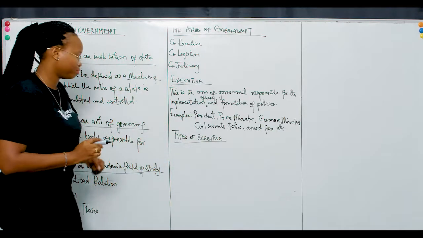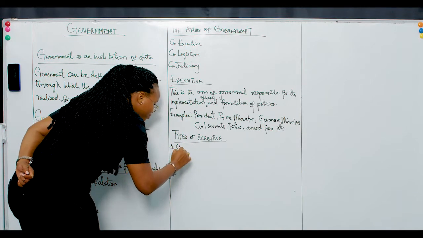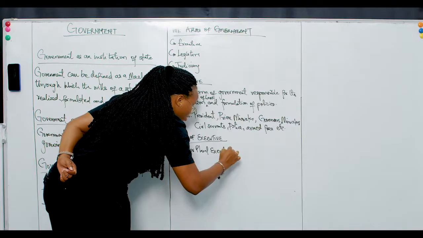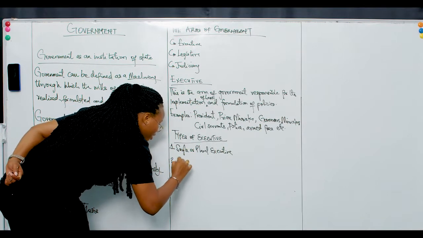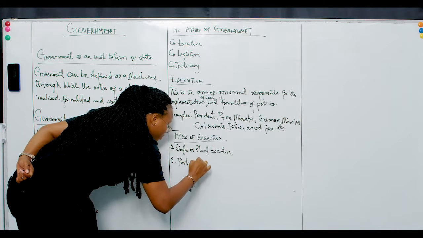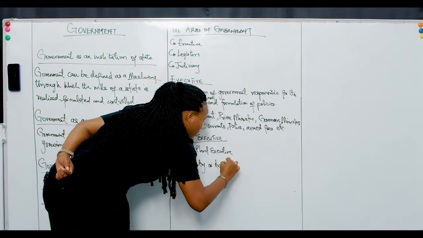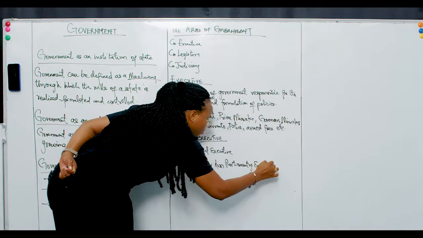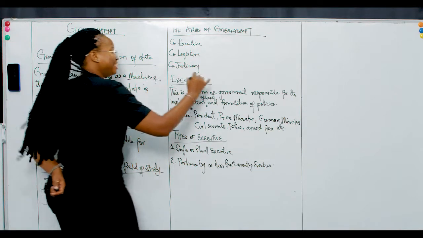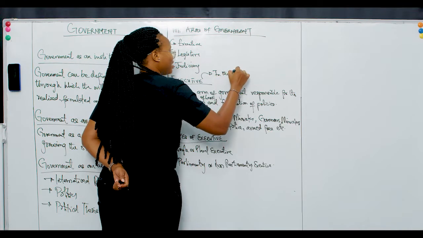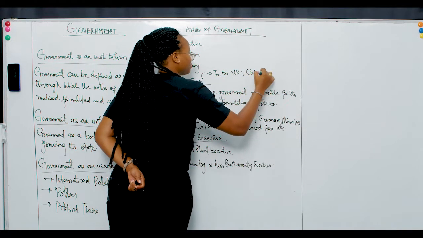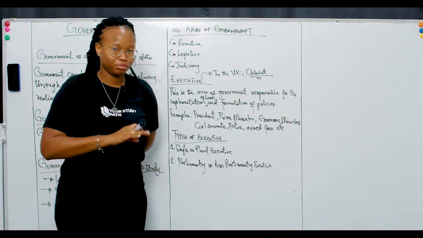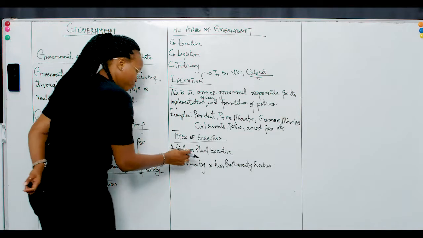So basically, there are two forms. We could either have the single or plural executive, or we could have the parliamentary or non-parliamentary executive. Please be reminded that in the UK, the executive is known as cabinet. That's what they are called, cabinet. However, in Nigeria, in the US, we just simply call them executives. Now, let's break this down.